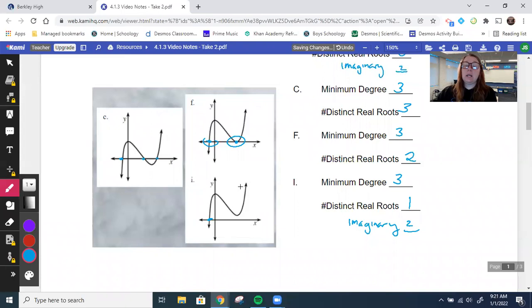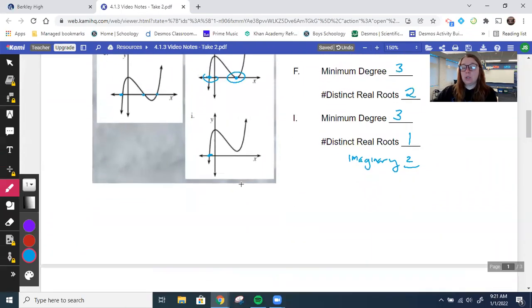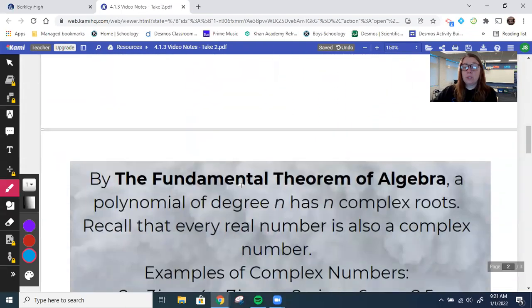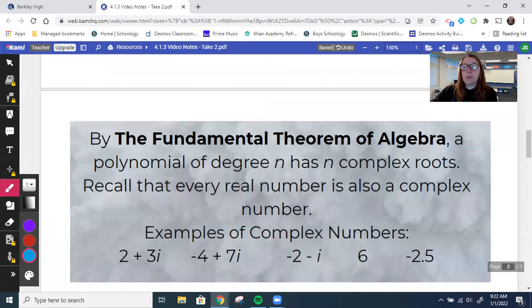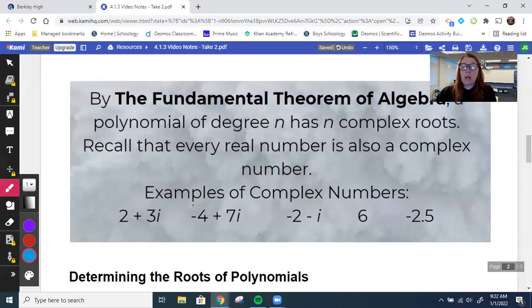So that idea that the degree has to do with the number of roots is the fundamental theorem of algebra. A polynomial of degree n has n complex roots. And remember, any real number is also considered a complex number. So complex numbers mean they have an imaginary part. Right here, you can see the 3i, the 7i, the minus i. Okay, but these you don't see an i to them. Well, you could just rethink of it as plus 0i. So it's still that same idea.